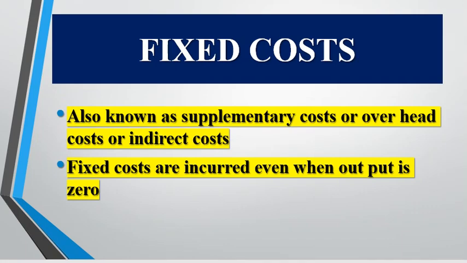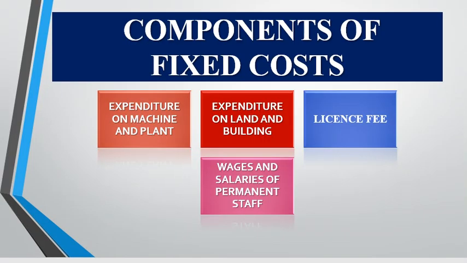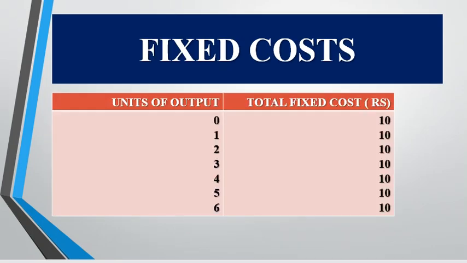Fixed cost is also known as a supplementary cost or overhead cost or indirect cost. Fixed costs are incurred even when the output is zero. So fixed costs do not have any relation with the output. So what are the components of the fixed cost? Expenditure which is incurred on the machine and plant, expenditure on the land and building, the license fee, and the wages and salaries of the permanent staff.